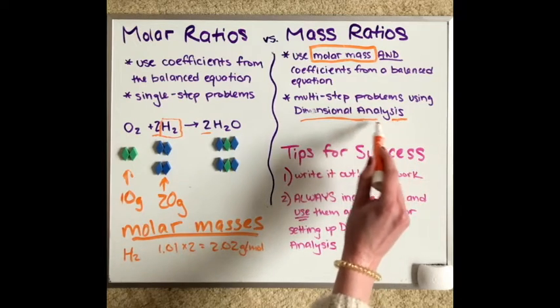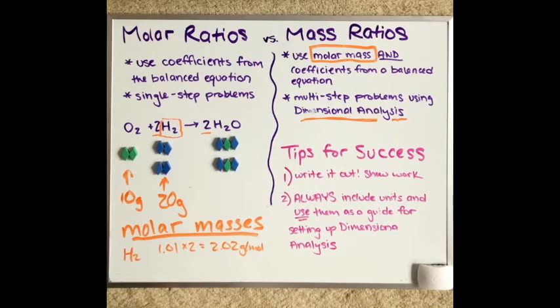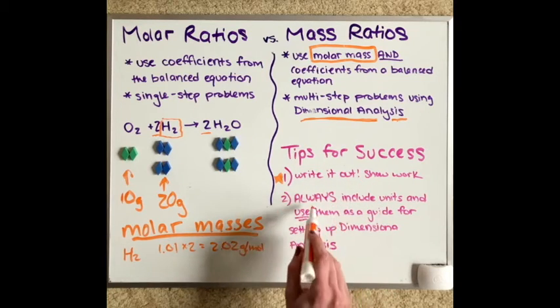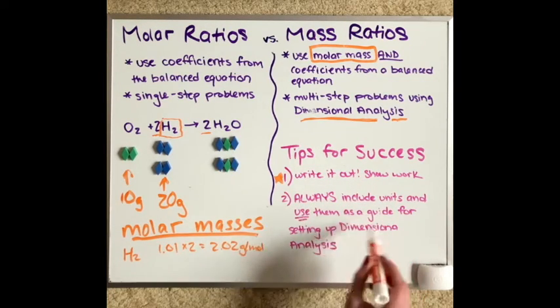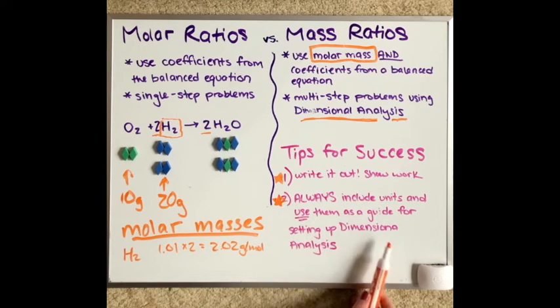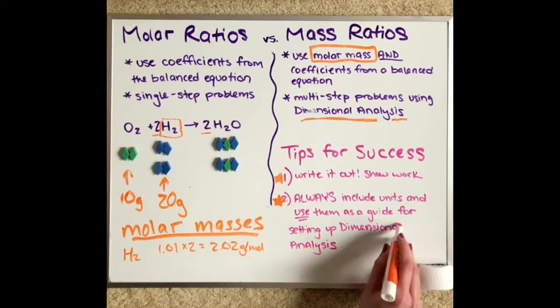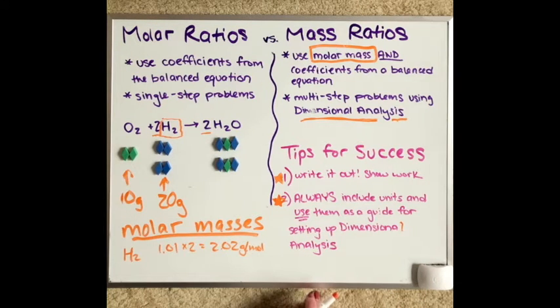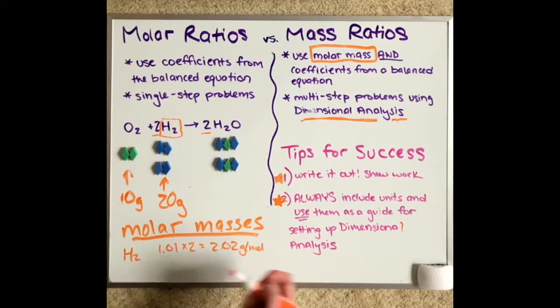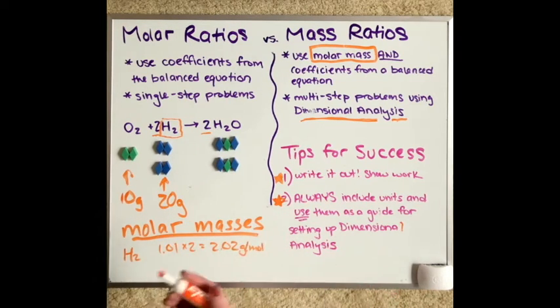your best friend, dimensional analysis. So some tips for success I have for you. Write it out. Write out the equation. Show your work. Write out your steps. Always, always, always include your units because they will guide you. Use them as a guide for when you set up your dimensional analysis. Because if you look at what units you want to cancel out, that tells you what belongs in the numerator and what belongs in the denominator.